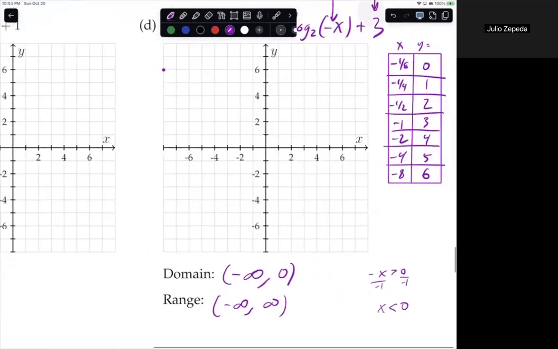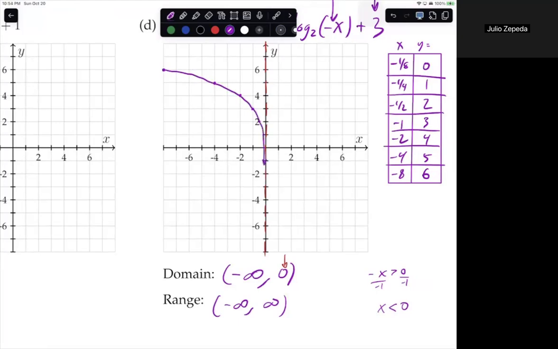So let's go back to graphing. There should be a vertical asymptote now at 0 because the domain ends here at x equals 0. Then we plot -8, 6; -4, 5; -2, 4; -1, 3; -1/2, 2; -1/4, 1; and -1/8, 0. Our function looks something like this.